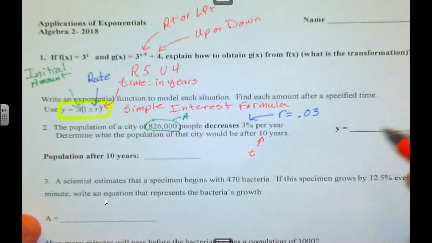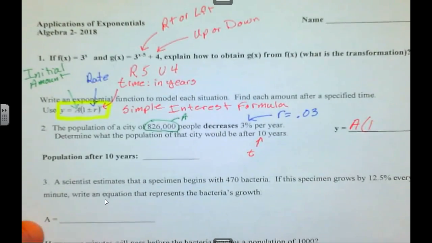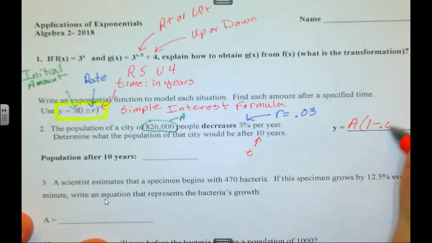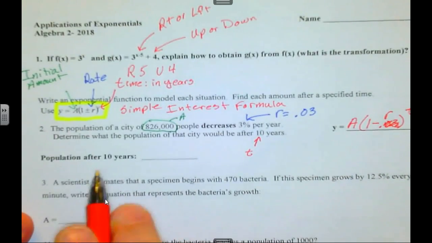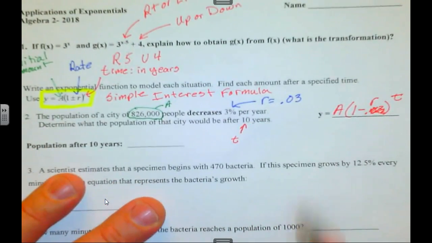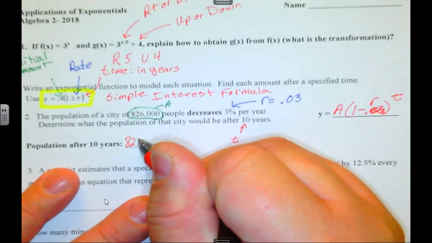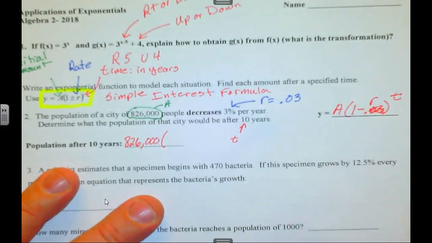Okay, so the formula. Y equals A times 1. Now, we're going to use minus because it's decreasing. 0.03 raised to, well, actually, shoot. This is the general formula. I'm going to put R to the T, and then I'm going to write out the formula here. Sorry, guys. Okay, my A is 826,000 people. Now, what is 1 minus 0.03?